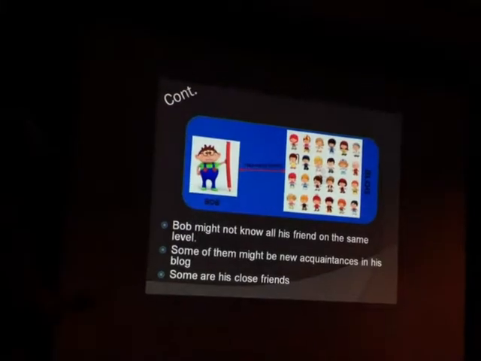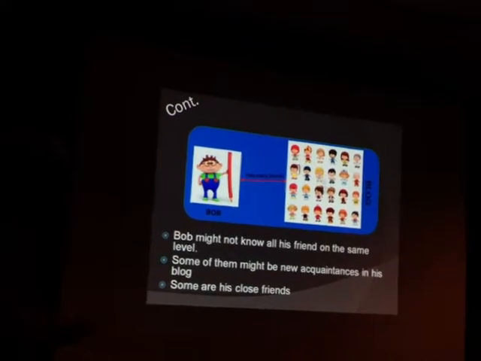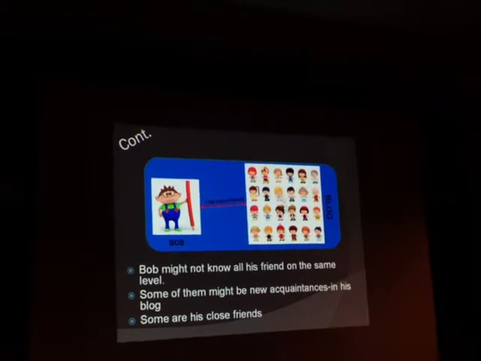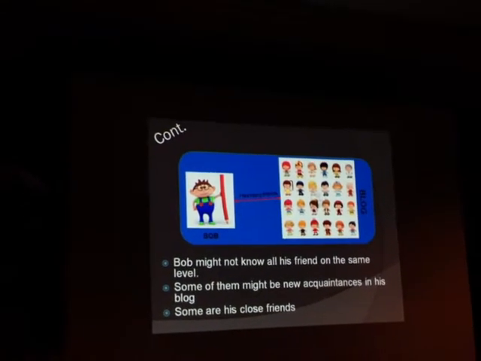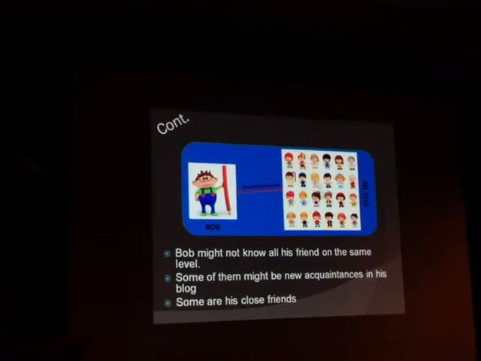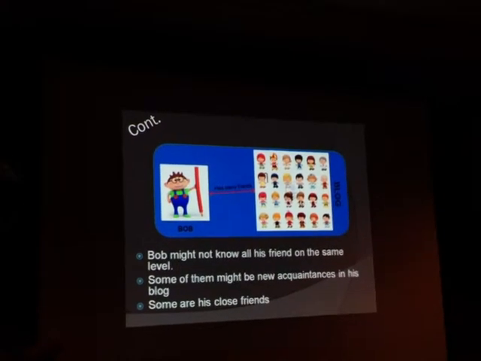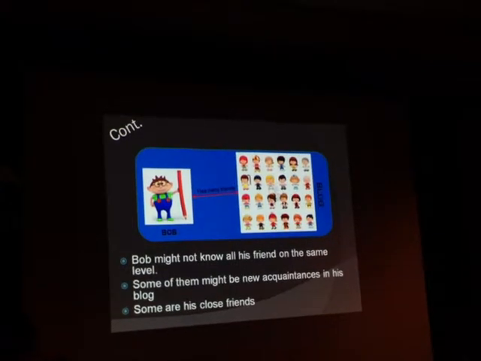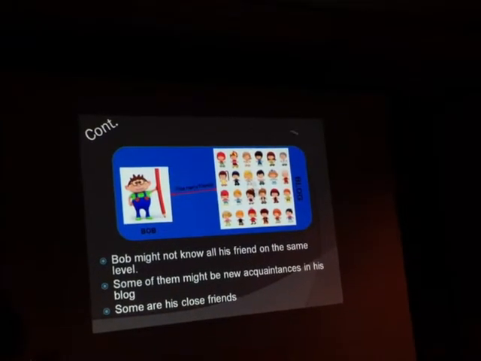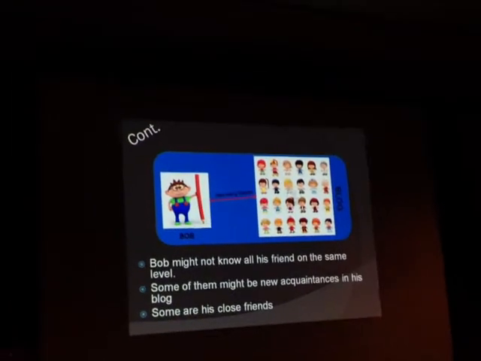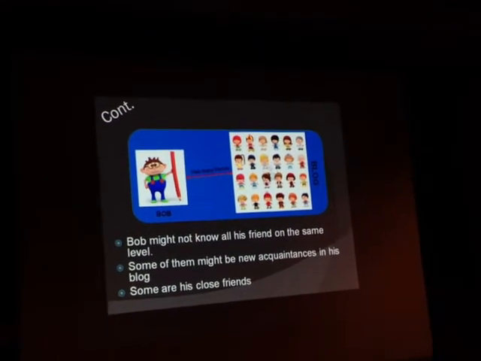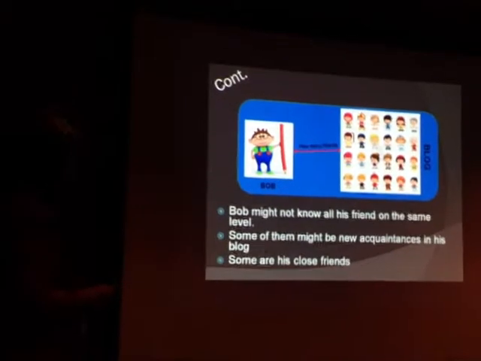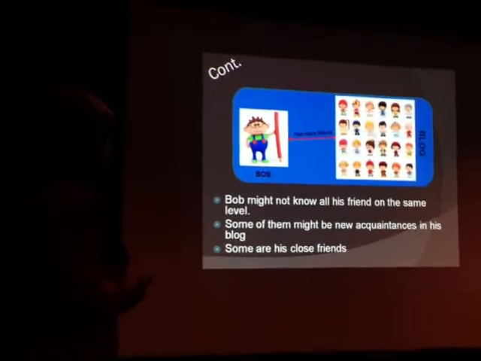So this is, for example, Bob might not know all his friends at the same level, and some of them might be new acquaintances on his blog. Because even among Bob's followers, maybe two of them are his close friends, but another is not close to Bob, but maybe likes the travel information from Bob, and maybe likes the information about academics from Bob.